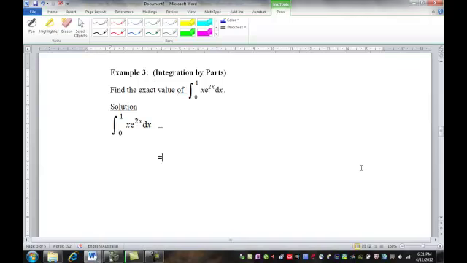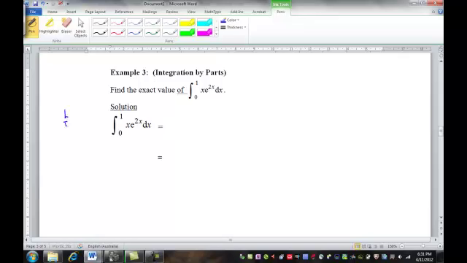Now in this example 3, I am going to illustrate how to solve a definite integration problem involving integration by parts. Involving integration by parts is definitely going to be different from substitution problems. So let us get started straight away. Now, integration by parts involving limits.